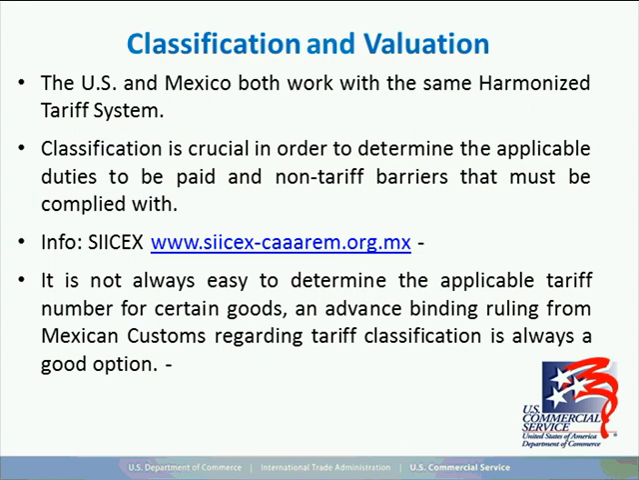Now we'll go to the written questions. I have a question here from David Robles. The question is, does Mexico have a database in which you can search previous binding rulings issued?